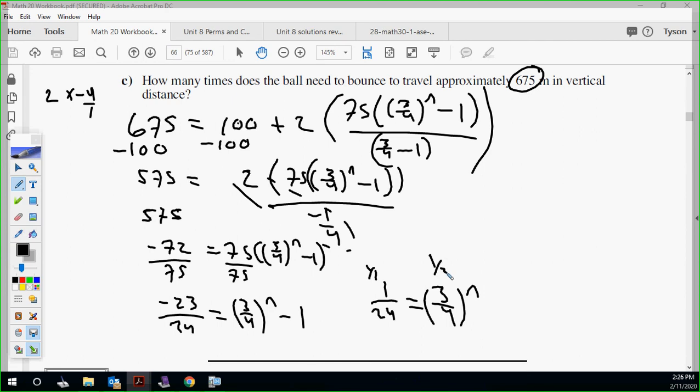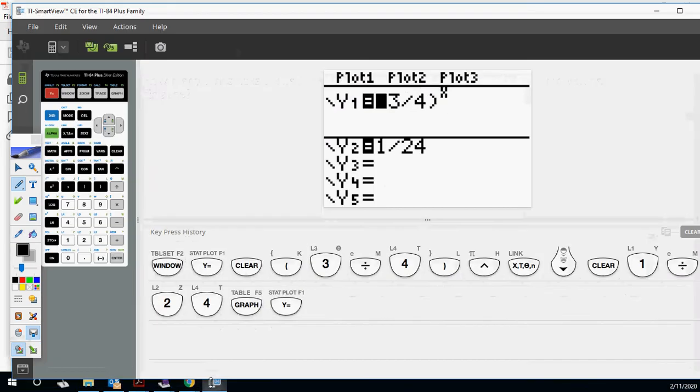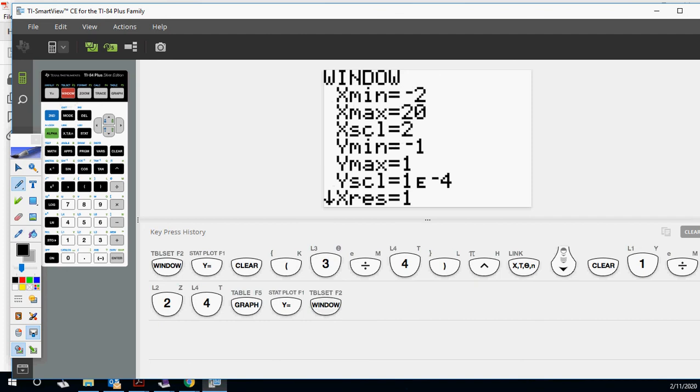Okay, so here we go. 3/4 to the x in y1, 1 over 24 in y2. Here's the window I have if you want to copy this: negative 2 to 20, 2. It's not the best window, but we'll be able to see it here. 1 e to the negative 4. I could probably change that a little bit, but that's 0.001, excuse me. Just making sure that I can see it, because 1 over 24 is a pretty small number. So I'm making my scale really small.